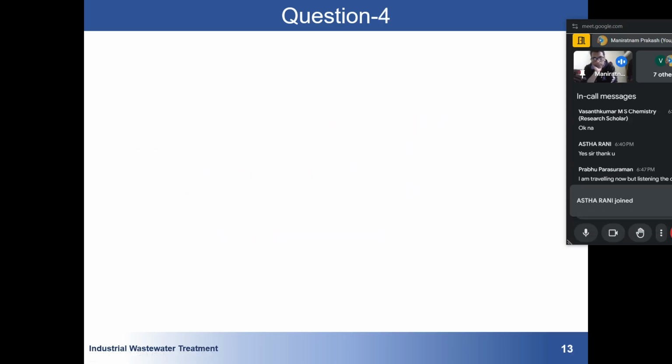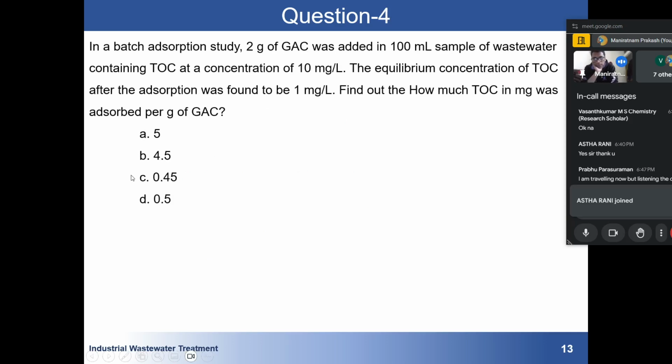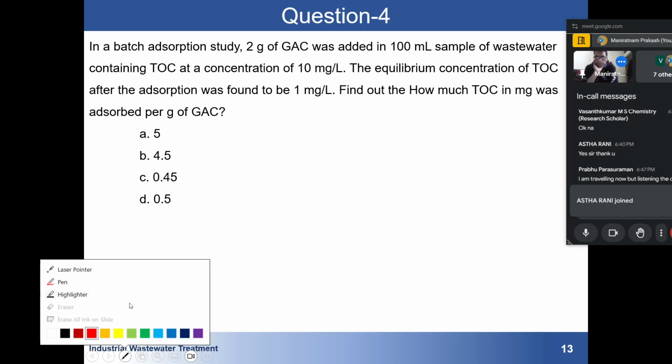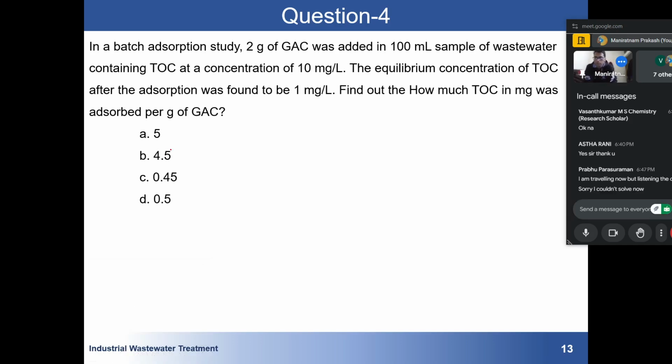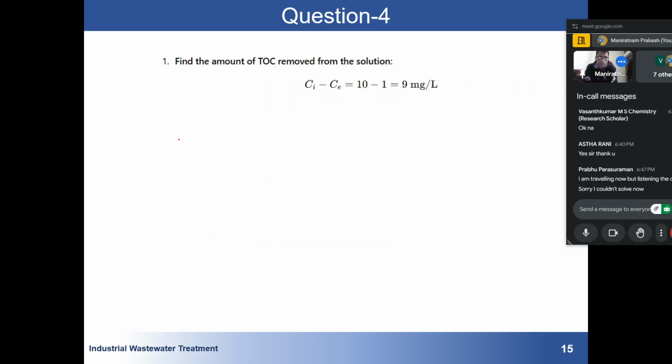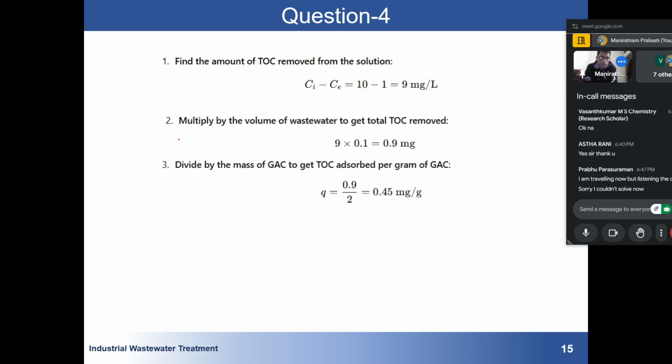Remember the unit: the answer is 0.45 milligram per gram. We have to find milligram per gram, so the final answer will be 0.45, that is option C.